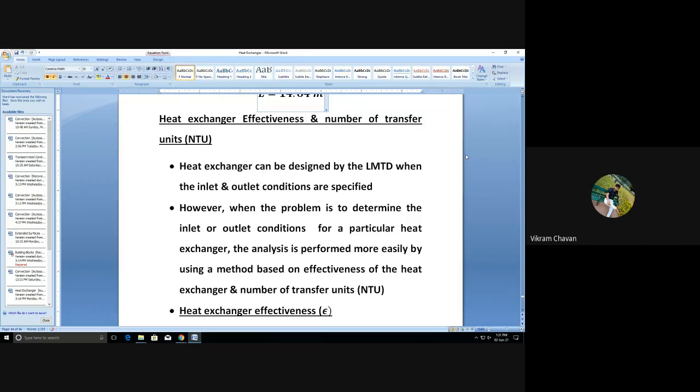But if one of the temperature conditions, let us say the inlet temperature of the hot fluid, is not known to me, or the outlet temperature of the hot fluid is not known to me, or the outlet temperature of the cold fluid is not known to me.